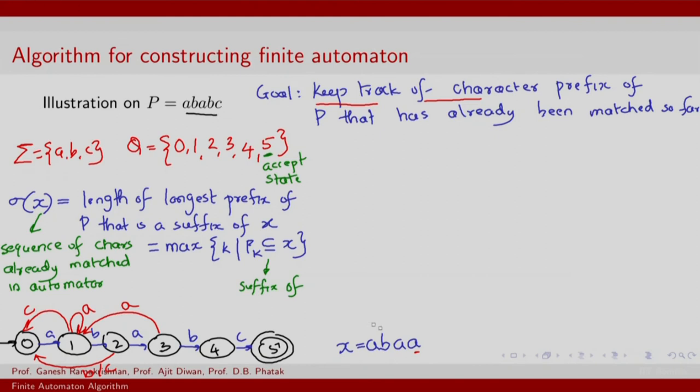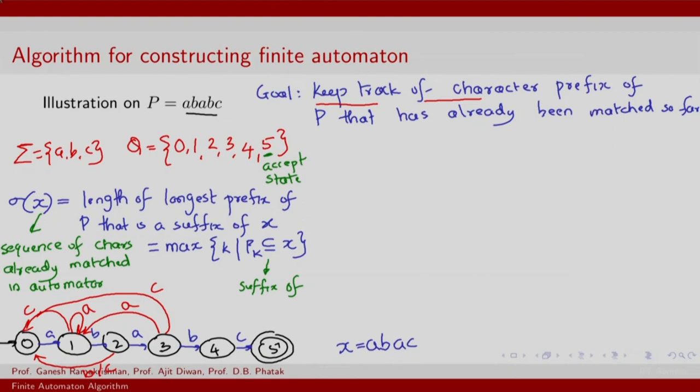What if my next character was a B? Well, we already know we go to 4. And now, what if my next character was a C? What's the length of the longest prefix of P that's a suffix of X? Unfortunately, it is 0. So, this will mean that at state number 3, when I see a C, I go back to 0.